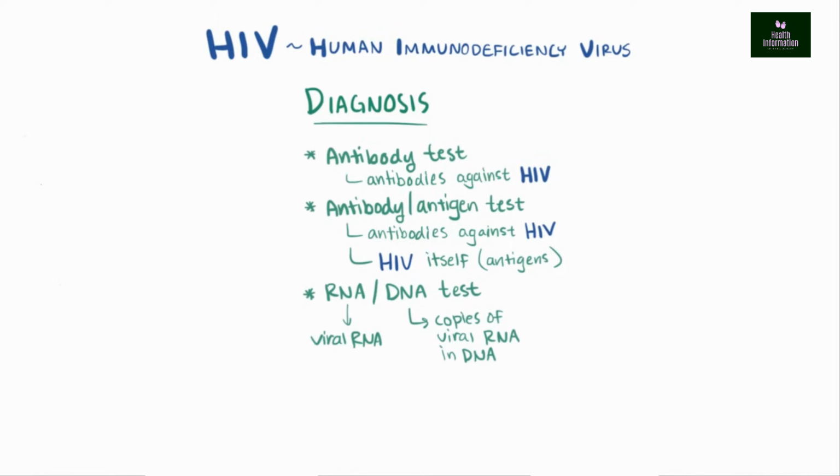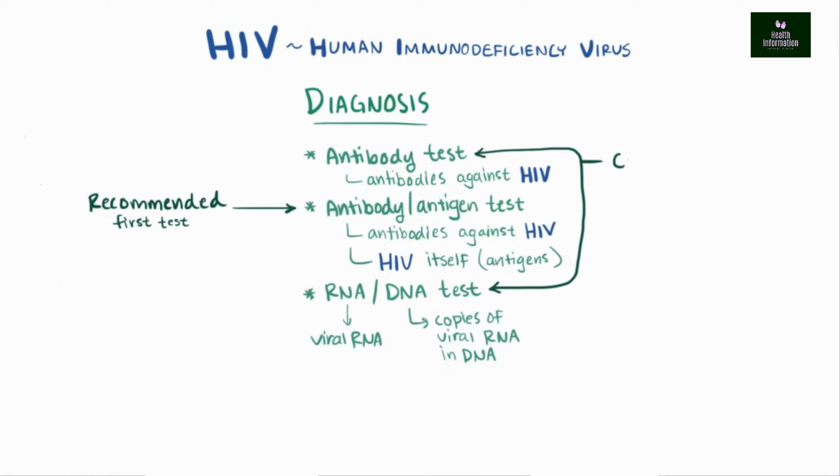And DNA tests look for copies of the viral RNA, since remember it's a retrovirus, so it copies its genetic material into DNA. For screening purposes, the recommended test is the antibody-antigen test, which is better at identifying early infection. It's also recommended, if the first test is positive, to follow it with a confirmatory test that looks for antibody or nucleic acids.